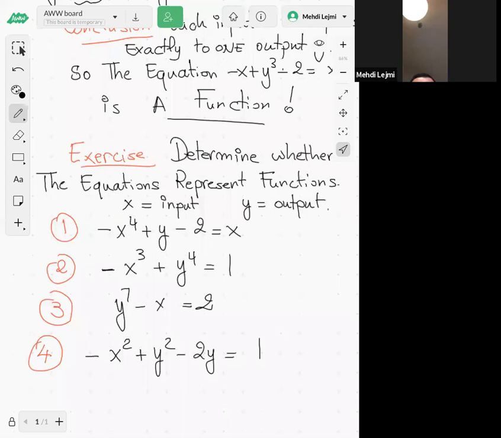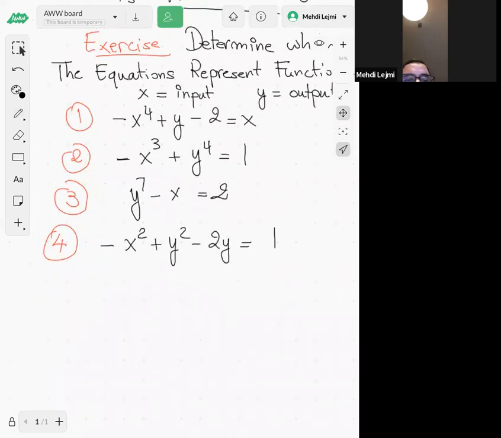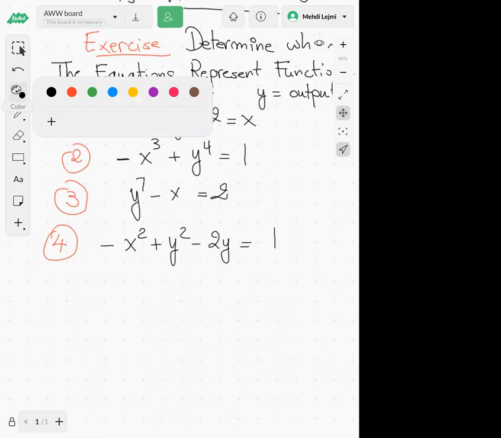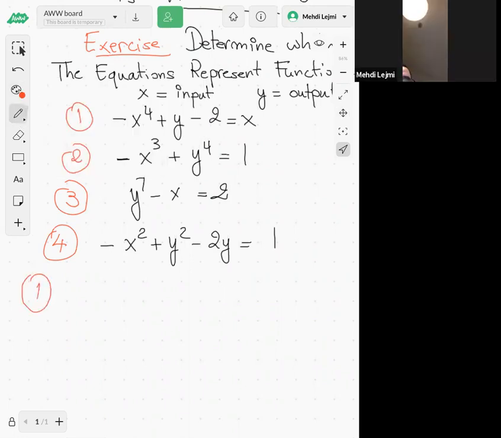Okay, time is over, guys. I'm gonna go over the exercise unless someone needs more time. Okay, no one. All right. For number one, any guess? Does the equation represent a function? Yes. Very good.